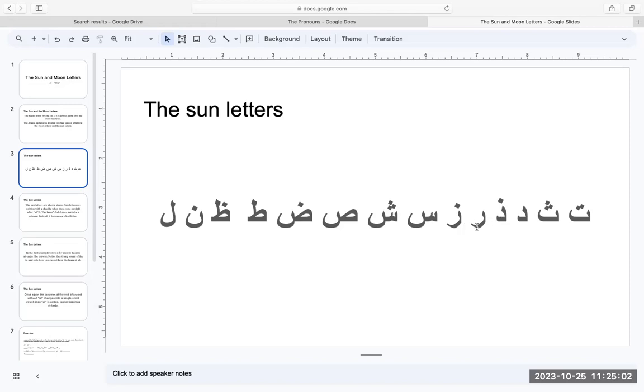The letter ra, like ربح, الربح. The letter zay, like الزورق. The letter sin, like السبت, or سلام, السلام. The letter shin, like الشارع. The letter صاد, like الصيد, and so on.